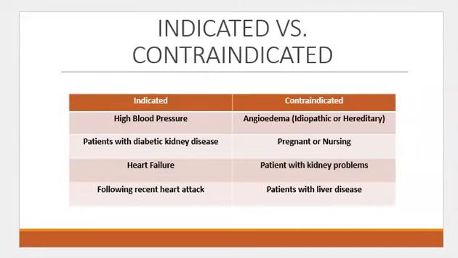As you can see, lisinopril is contraindicated in the case of angioedema, pregnancy or nursing, kidney problems, or liver disease. However, it is advisable for patients with high blood pressure, diabetic kidney disease, heart failure, or suffering from a recent heart attack.